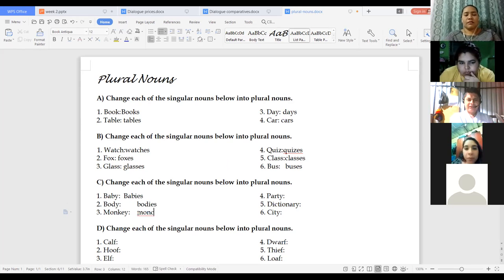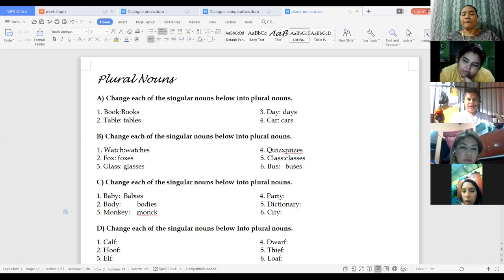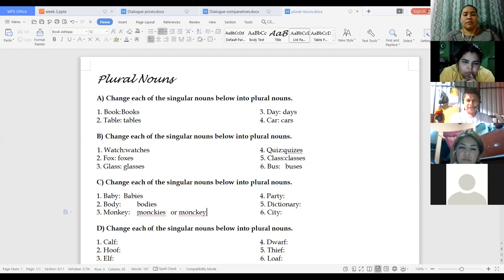What's the next one? Monkey. Monkeys. What should I add? Should I remove the Y or should I add the S? ¿Tengo que quitarle la Y o solo agregarle la S? Which one? The E for the Y. Only S. Okay, who said only S? ¿Quién dice solamente la S? Yes, monkeys. Yes or no? It would be monkeys or monkeys.